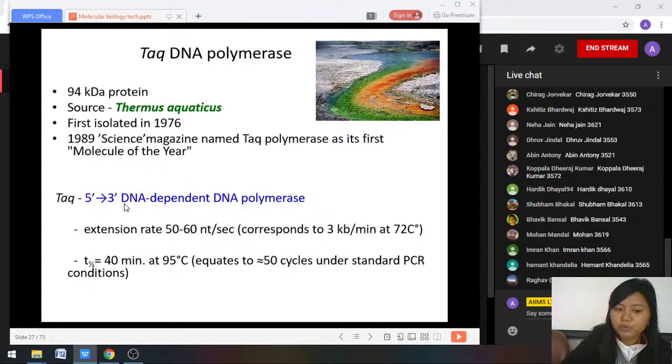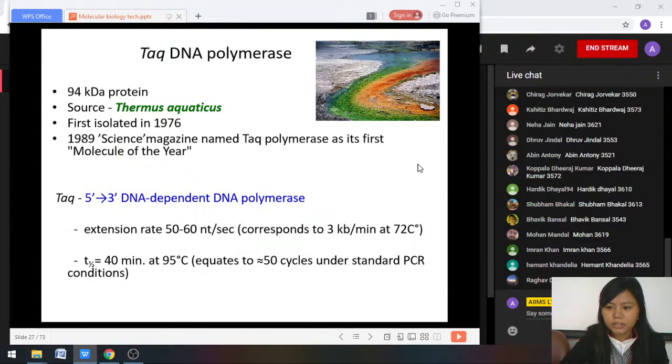This has a 5' to 3' DNA dependent DNA polymerase activity. It has a set extension rate of 50 to 60 nucleotides per second, that is 3 kilobase pairs per minute can be amplified here, and it can work at 95 degrees Celsius for about 40 minutes easily, right, covering the period of the standard PCR conditions.